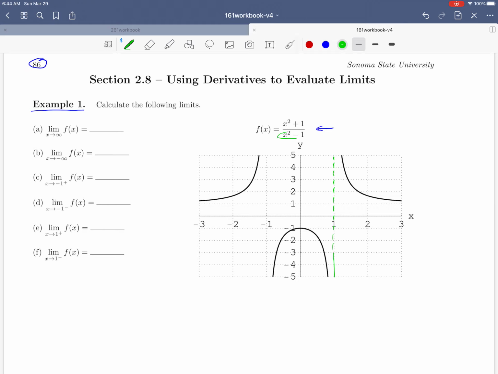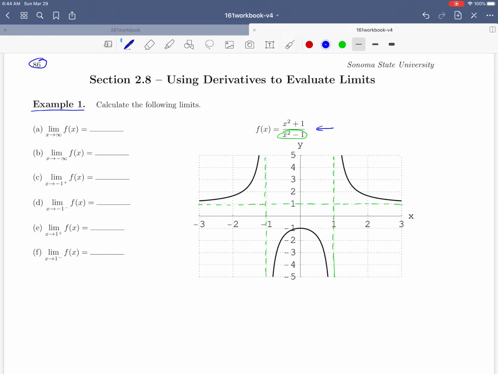You might have noticed that this function has some asymptotes. Okay, there's a vertical asymptote here at x equals 1. Kind of makes sense because the denominator of our function is 0 if we plug 1 in, and another vertical asymptote at negative 1. Okay, and there also appears to be a horizontal asymptote at y equals 1. Okay, so we'll just kind of draw those in there.